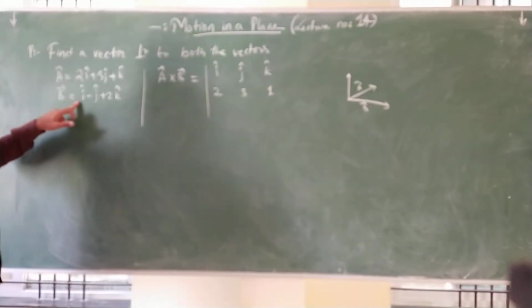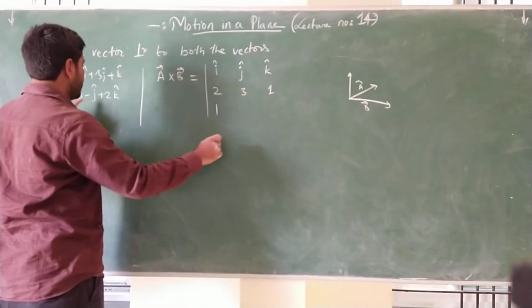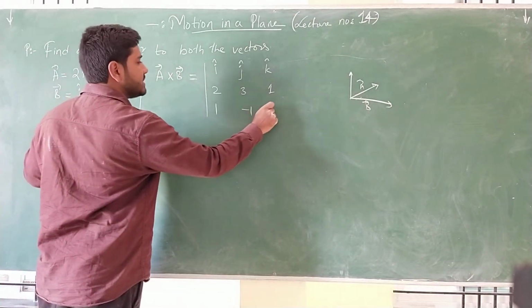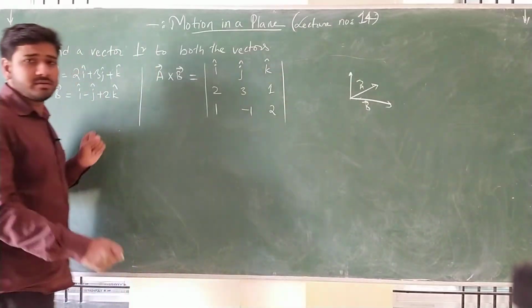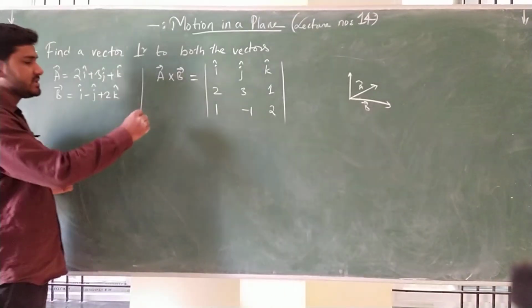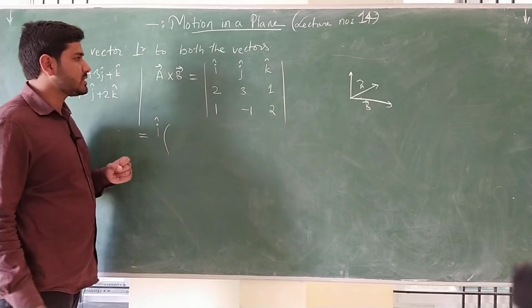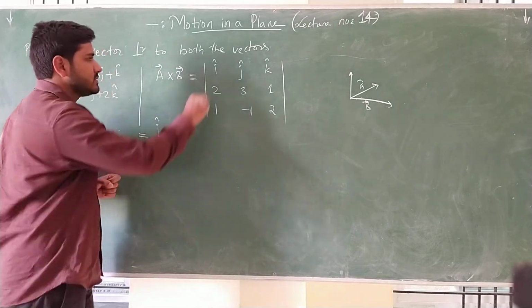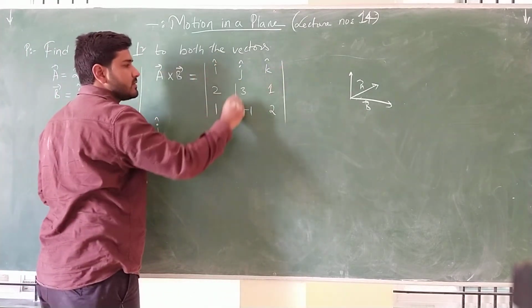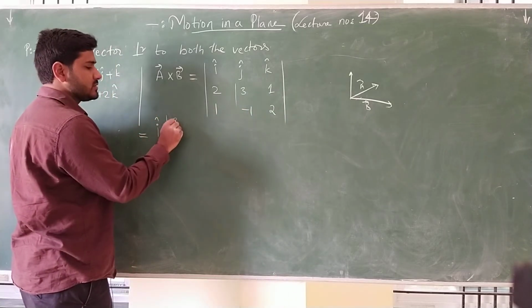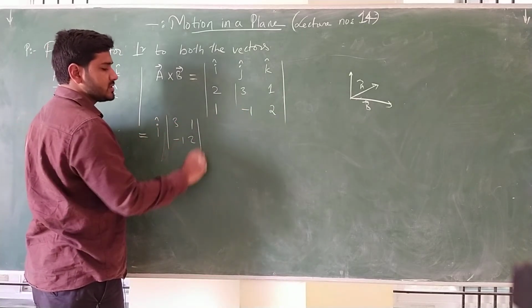Bx, By, Bz. Bx is how much? 1, By is minus 1, Bz is plus 2. Done. So now solve this determinant. How to solve this determinant? You know already. For i cap, leave this row and this column. What is left? 3 1, minus 1 2. Done.